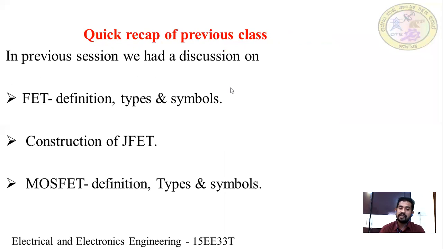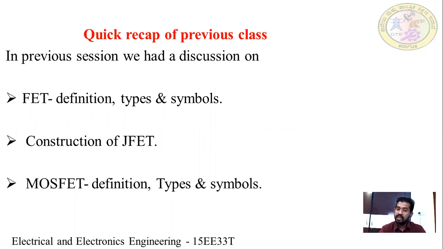Before going for today's session, let me have a quick recap of the previous session. In the previous session, we had a discussion on FET definition, types and its symbols, construction of JFET, and MOSFET definition, types and its symbols. We know that FET means field effect transistor, which has three terminals, gate, drain and source, and is used for amplification or switching purposes.